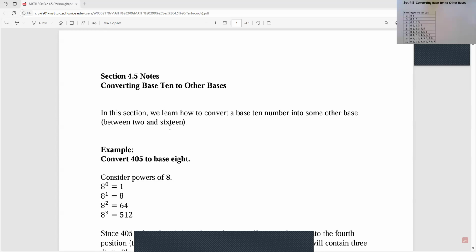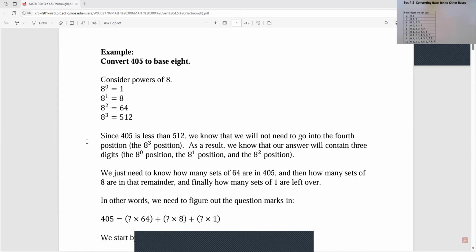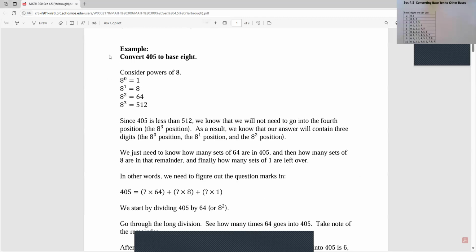In the last section, we talked about starting with a different base and going into base 10. And then in this section, we're reversing that process. We're starting with the base 10 number and we're converting it into a different base. We'll go kind of quickly through a couple examples here, and then we'll switch to going through examples on the paper that we'll work through live.